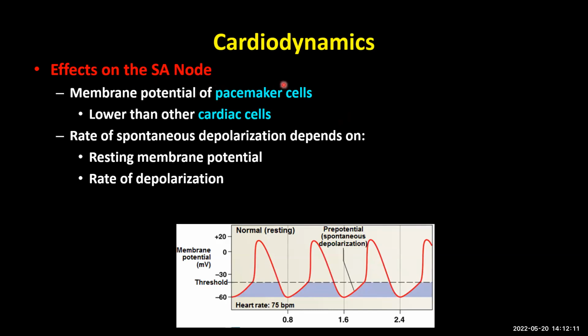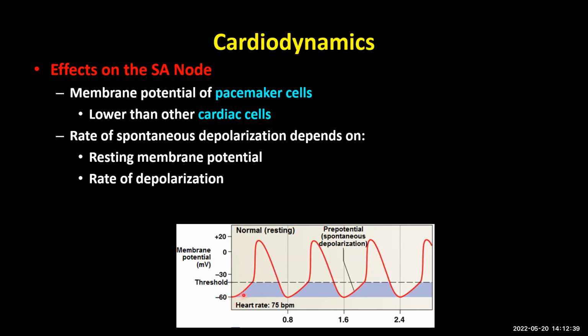So the effect on the SA node. The SA node, remember, is part of the conductive system, so it's a pacemaker cell. And its resting potential is less negative than the cardiac cell. So the cardiac cell, the cardiomyocyte, if it is in the ventricle, it's negative 90. If it's in the atria, it's negative 80. But in the SA node, it is negative 60. So it's less negative, okay?